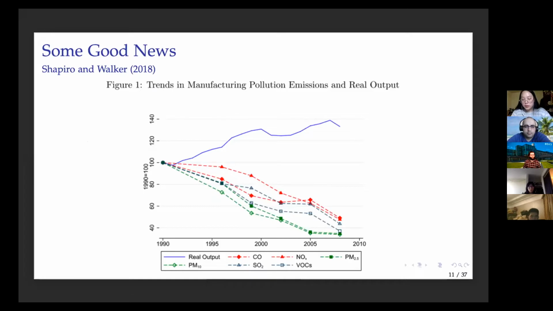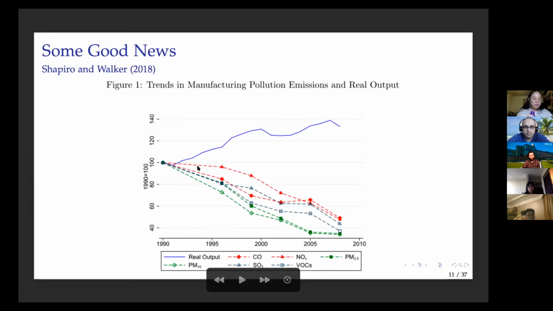So what this figure shows is a graph taken from a paper by Reid Walker and Joe Shapiro, so two authors of that paper I just talked about. This is a different study that we're talking about here, though. What this shows is trends in manufacturing air pollution emissions over time from the United States from 1990 to around 2008. And so this is very similar to that Eric Levinson paper I shared with all of you. The basic implication here is that industrial pollution has fallen dramatically, at least in the United States.